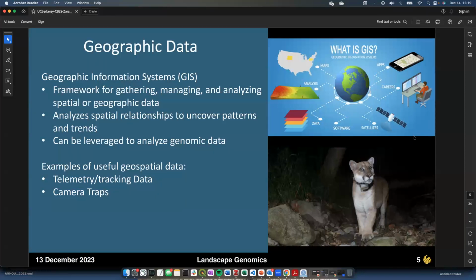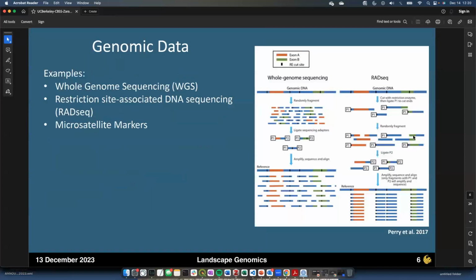But that's geographic data in general. So one of our three types of data, and our second type of data is genomic data. Genomic data, especially with landscape genomics or landscape genetic studies, primarily comes in the form of SNP data. Early on, in the early 2000s, it was more so microsatellites that were being used for a lot of these early landscape genetic studies.